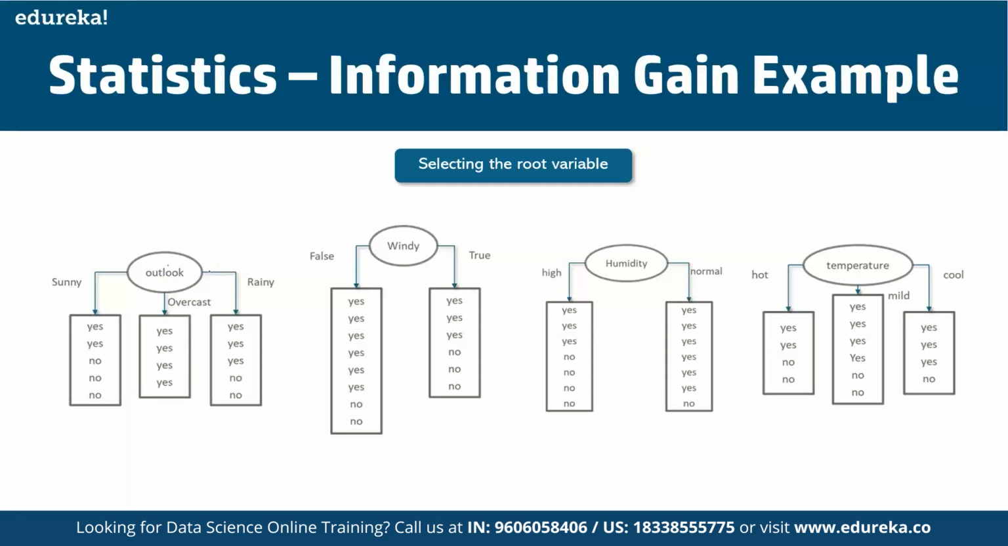So we have something called outlook. In that outlook, we have three values: sunny, overcast, rainy. Windy has two choices, false and true. Humidity has two values, high and normal. And similarly, the last column.